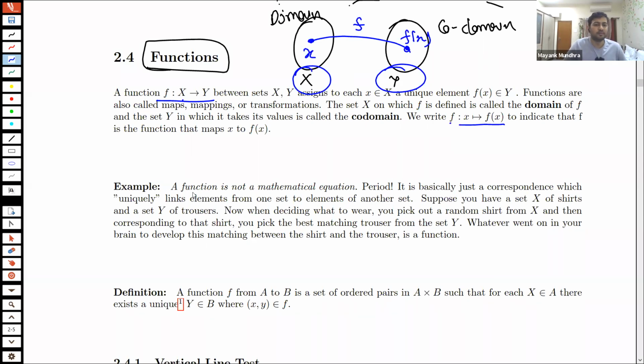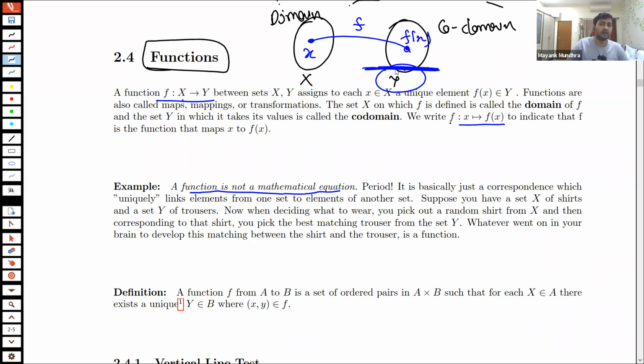One important thing to remember is that a function is not a mathematical equation. Whenever I ask people what is a function, they say something like x squared, 3x, 2x, but that's not a function. A function is a mapping which obeys two very simple properties: every element in x should be mapped, and every element in x should be uniquely mapped.